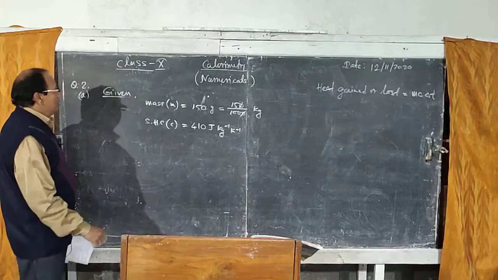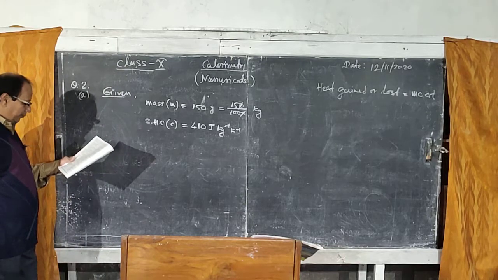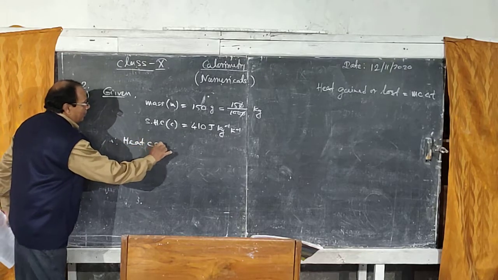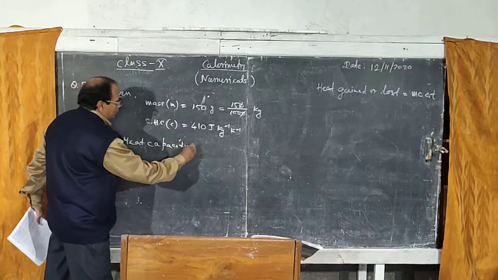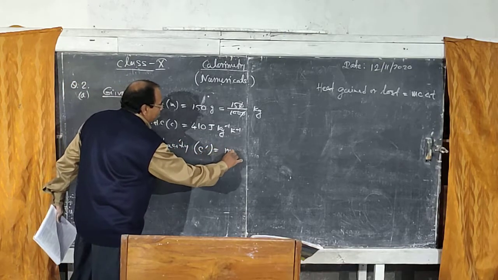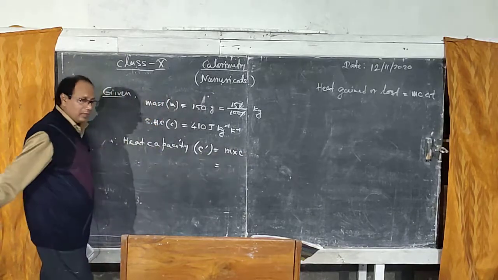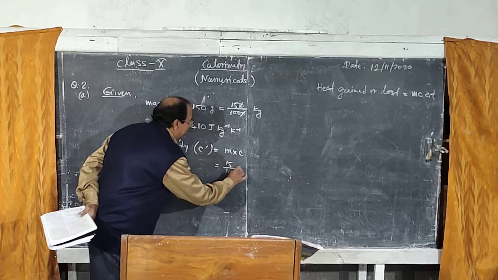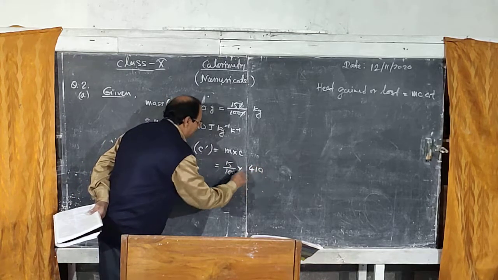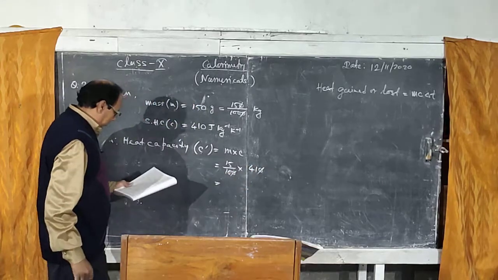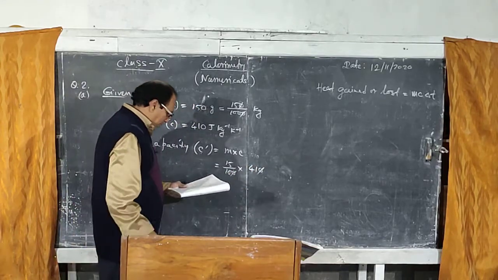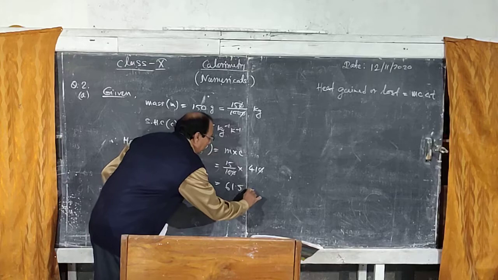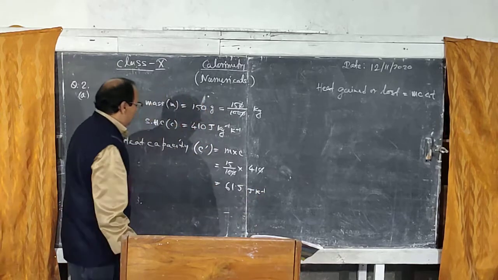So now the question goes like this here: calculate the heat capacity. Therefore heat capacity, now write C dash equals M into C. We have learned this formula in the previous class. So M is here 15 upon 100 into 410. So after calculating you will see the value will be 61.5 joule Kelvin inverse. That is the first part.